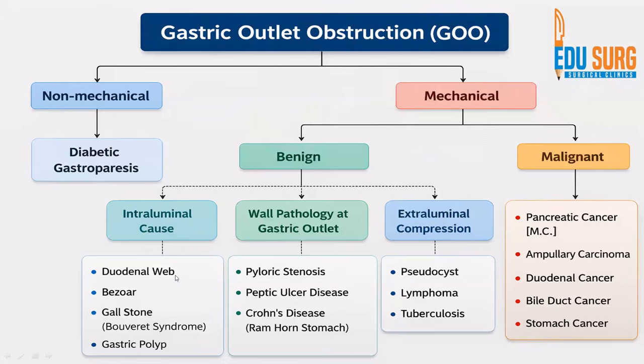Intraluminal causes can be a duodenal web or a duodenal atresia, bezoars, gallstones causing gastric outlet obstruction, also known as Bouveret syndrome, and gastric polyps. Okay, so all these are various causes that can lead to gastric outlet obstruction. Remember the classification, mechanical and non-mechanical, then benign and malignant causes in mechanical, and within the lumen, in the wall and outside the wall for benign causes.